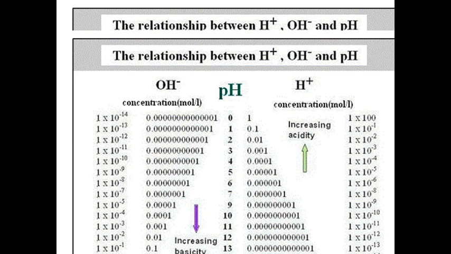Come to the next slide. There is a relationship between hydroxyl ion and H plus ion, hydrogen ion. Here there is a positive relationship between alkalinity and the pH scale, and a negative relationship between the pH scale and acidity.